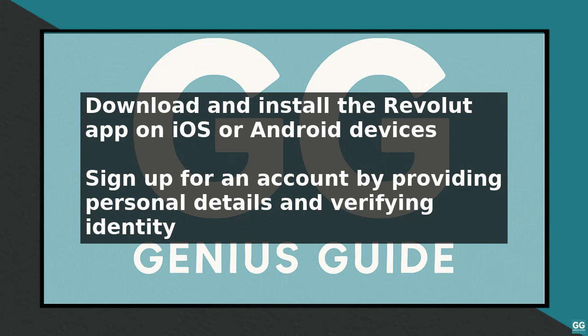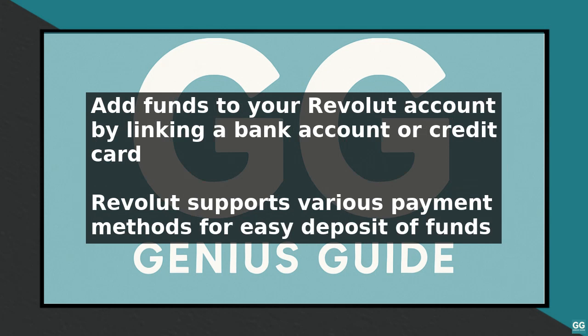To start trading, you need to add funds to your Revolut account. You can do this by linking your bank account or credit card to the app. Revolut supports various payment methods, making it easy to deposit funds.